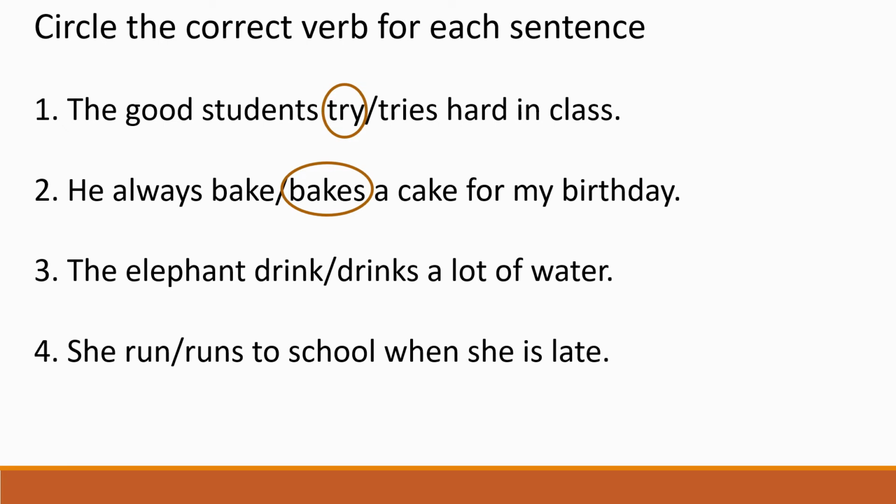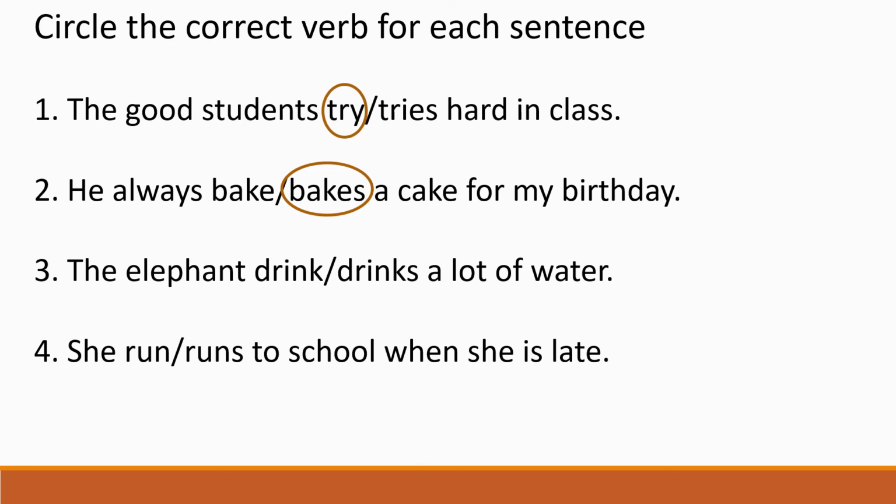Now let's see the next one. He always bake or bakes a cake for my birthday. So student, tell me what answer is going to come over here? Yes, correct, because here he is a singular noun. So bakes will come. Correct? Very good, student. So now the rest you have to do on your own.